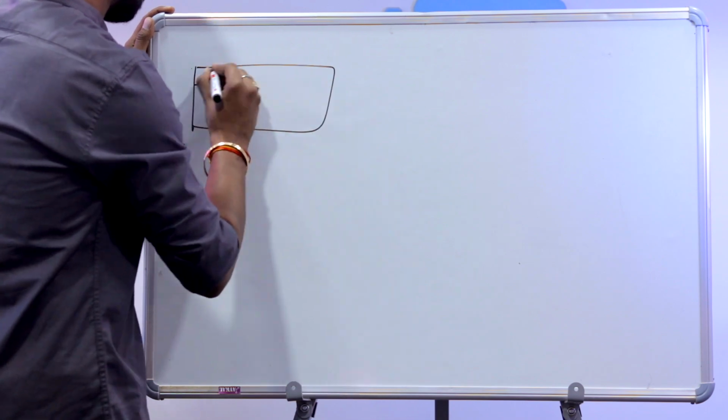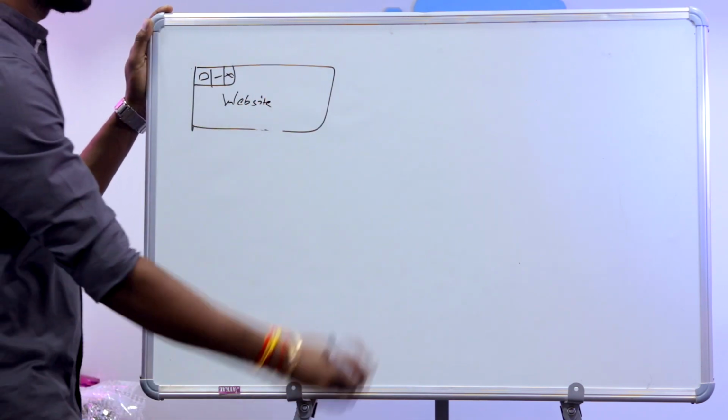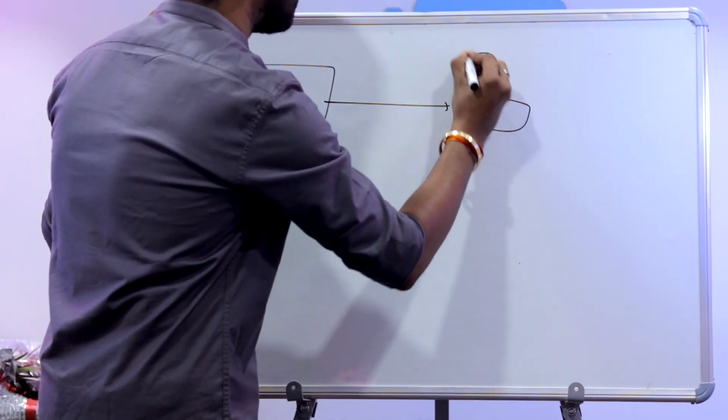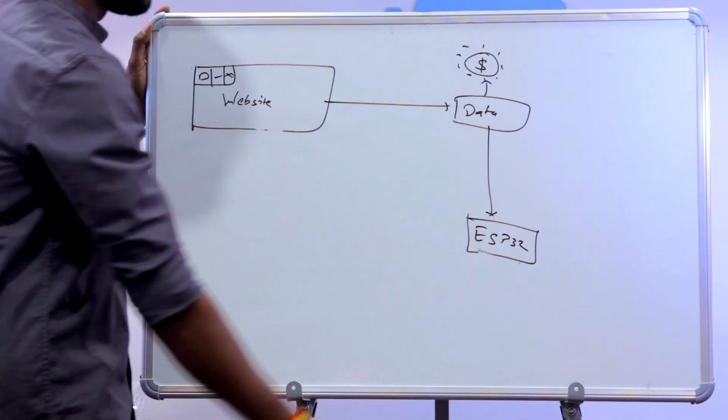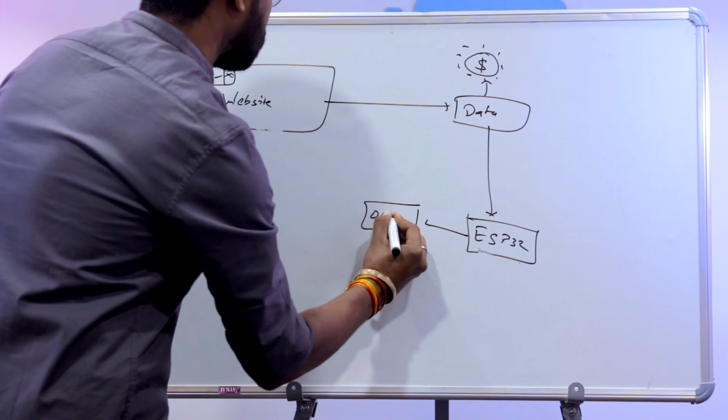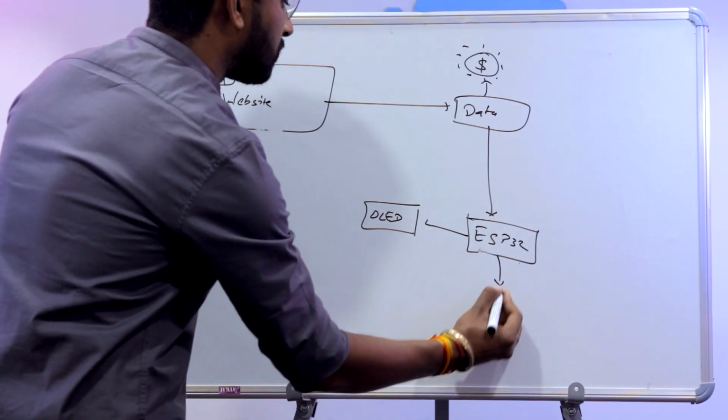Just imagine you got a website from which you are getting an API of really useful data, and now you want to use that piece of data in your microcontroller like ESP32, maybe to display it on an LED screen or maybe for any other purpose. How would you do that?